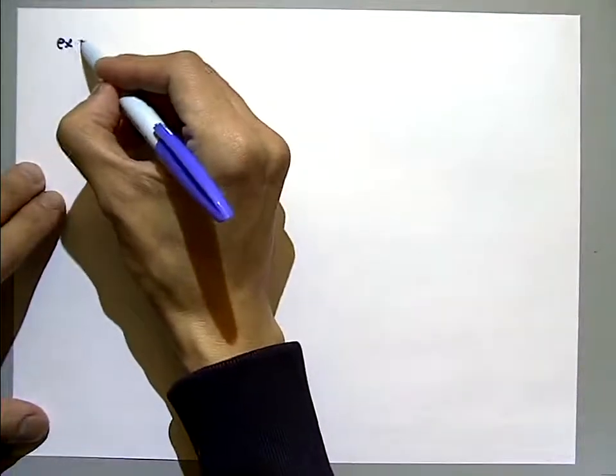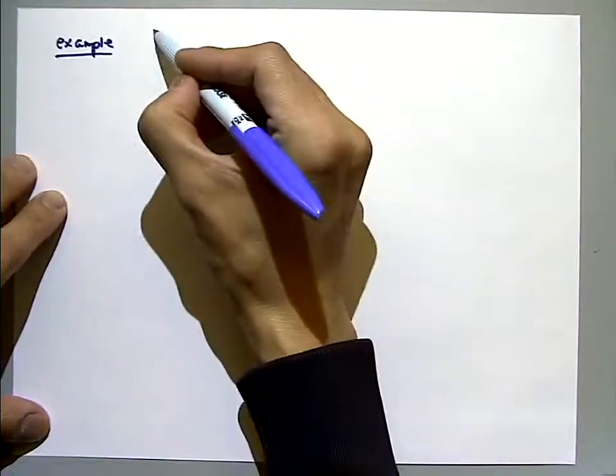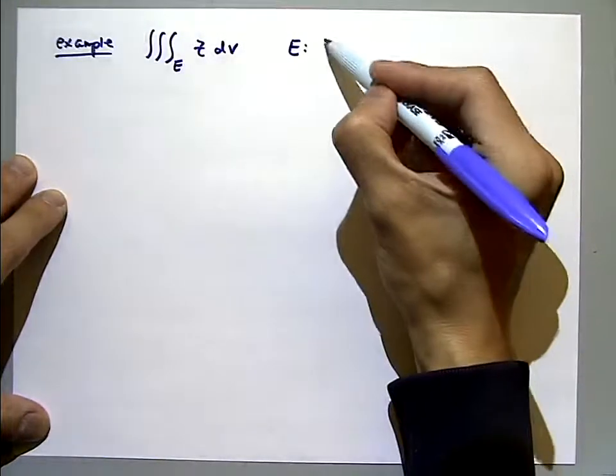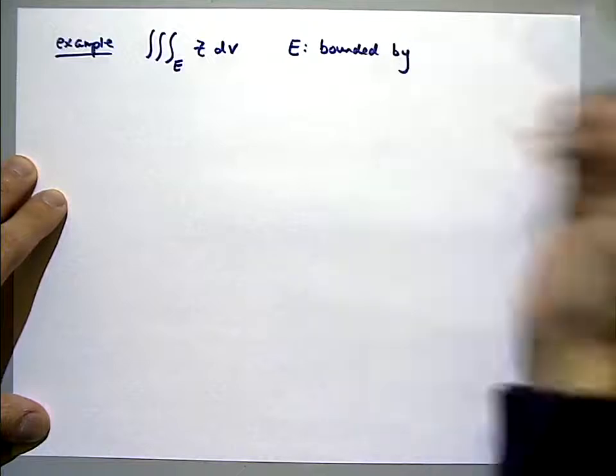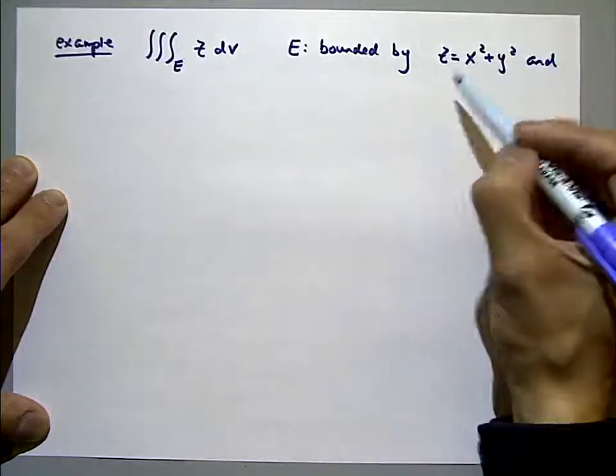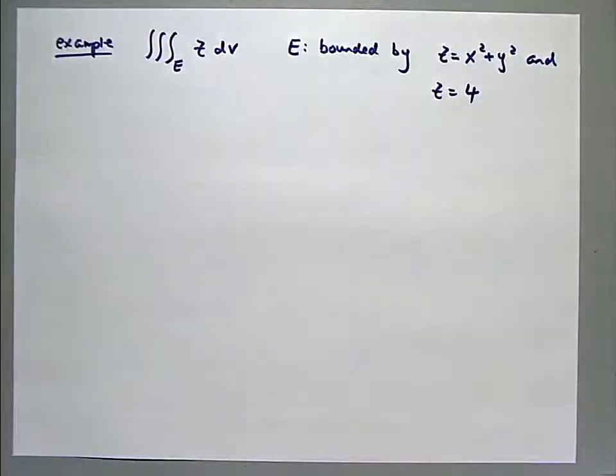All right, let's do another one. Let's do another one where polar can help the integration. Let's find the triple integral over E of z dV, where E is bounded by z is equal to x squared plus y squared, and z is equal to 4. Okay?